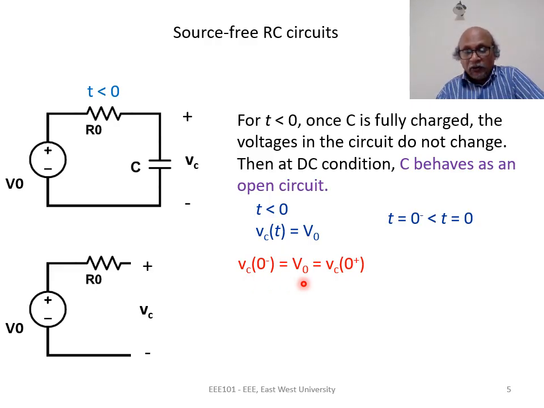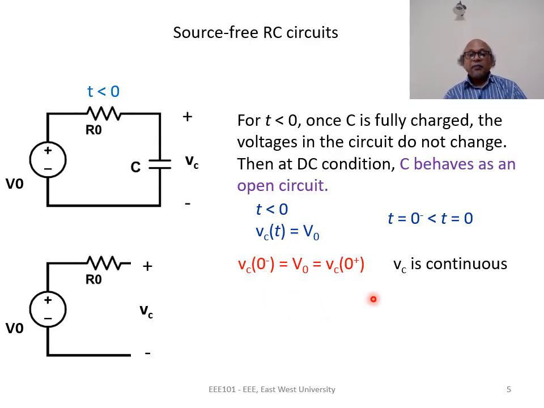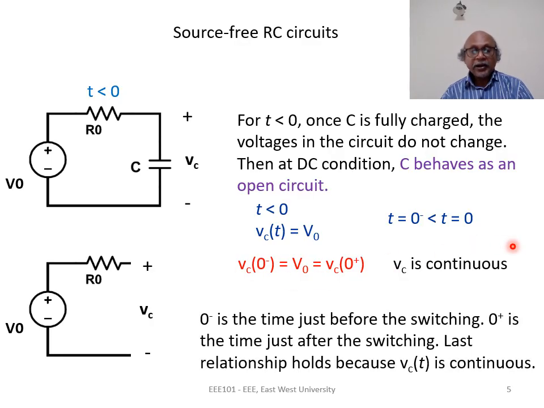We also know from the property of the capacitor that capacitance voltage is a continuous function of time. In other words, the value of the capacitance voltage at 0 minus must be equal to the capacitor voltage at 0 plus. So using the continuity condition, we can complete this expression in this way. Here 0 minus is the time just before the switching and 0 plus is the time just after the switching.